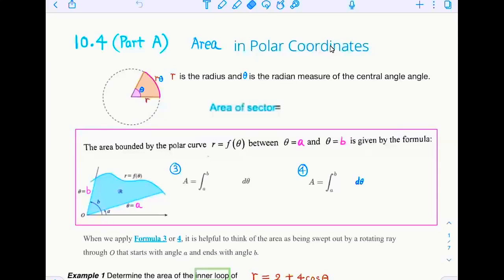So I break it into two parts, part A and part B. Today, let's go over part A. We're going to talk about area in polar coordinates.